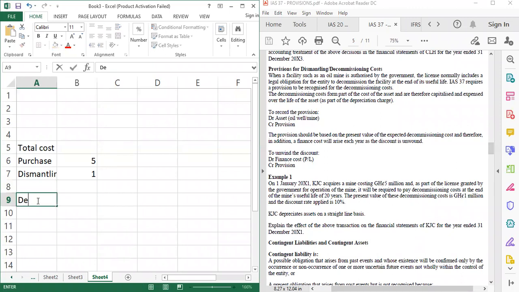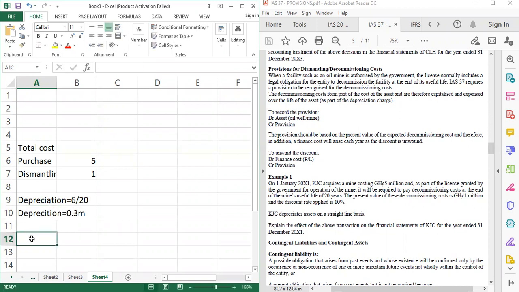So depreciation will now be equal to the 6 million over 20. Am I correct? Okay. That will give us how much? 300,000. That will be 0.3 million. Am I correct? Yes.